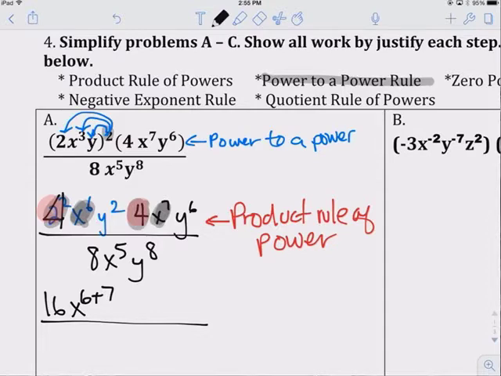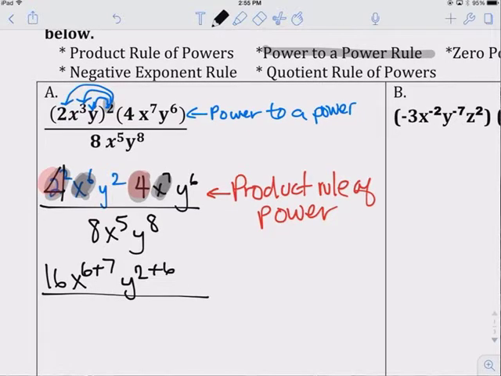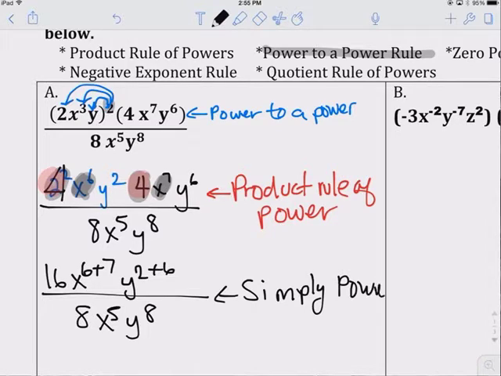Y squared. I did that on the first one. And then we got to the 6, right? You got that so far? Yeah. And then we do 8, x to the 5th, y to the 8th. Then we simplify powers. When you solve it, we call it simplifying.